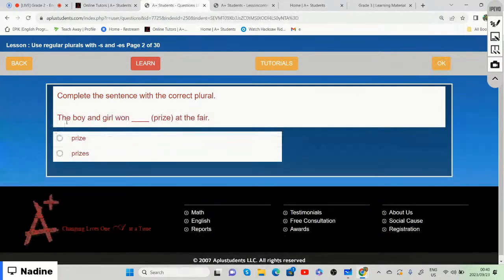The boy and girl won. Is it prize at the fair or prizes at the fair? Prize is one prize. Prizes refers to more than one prize that you got. So which means that they won prizes at the fair.